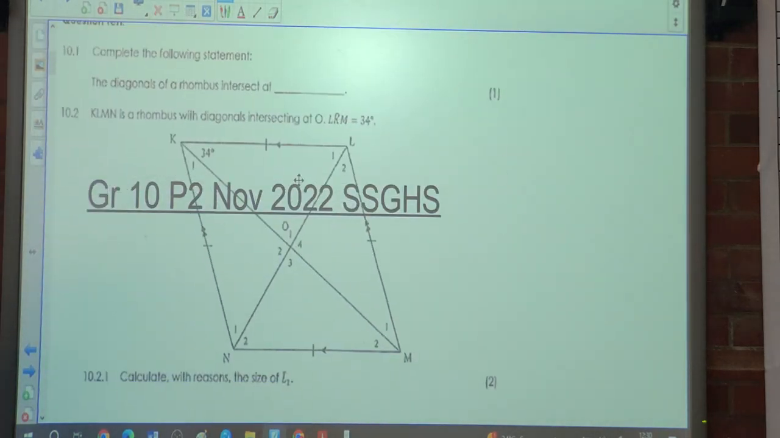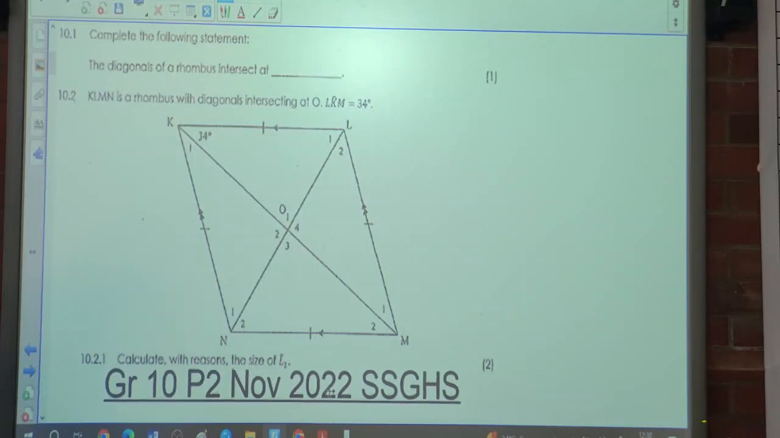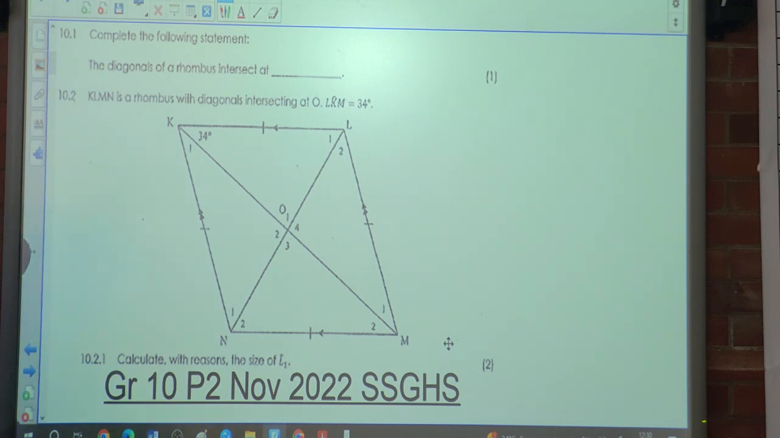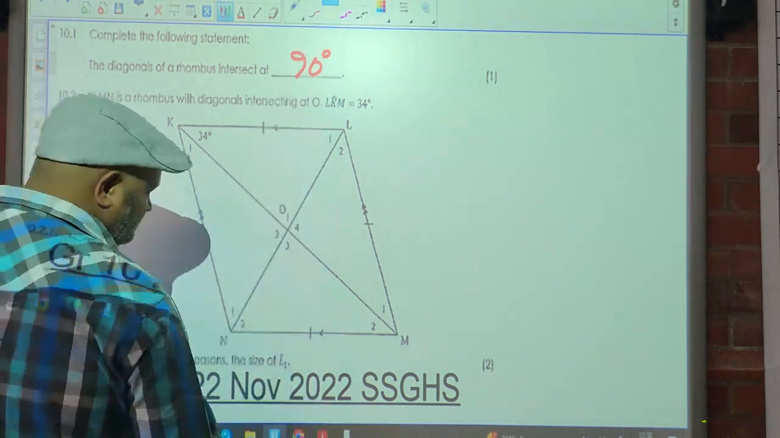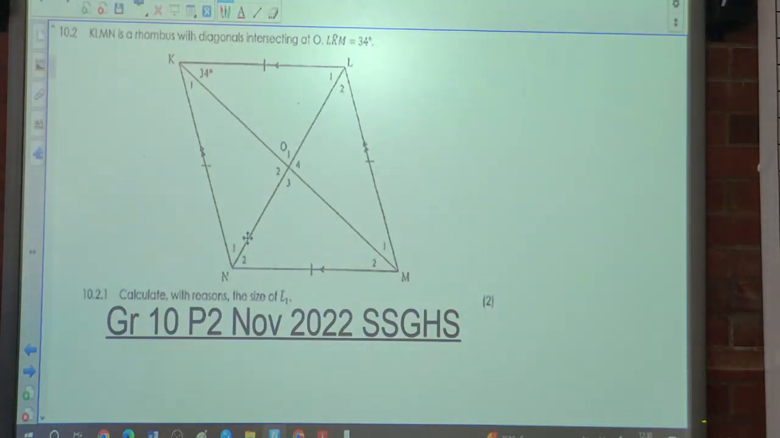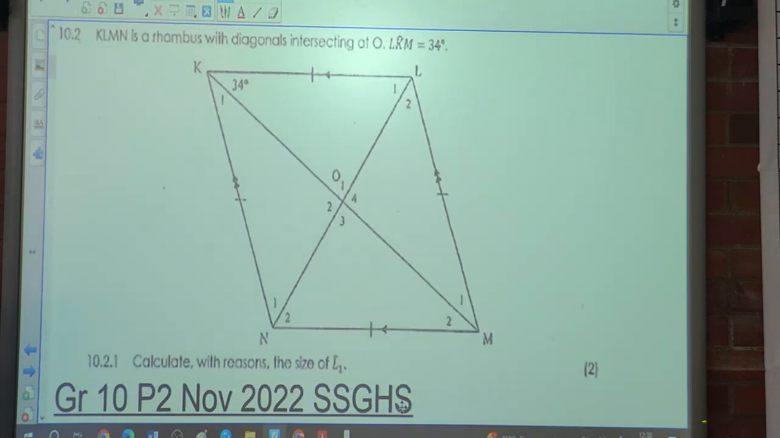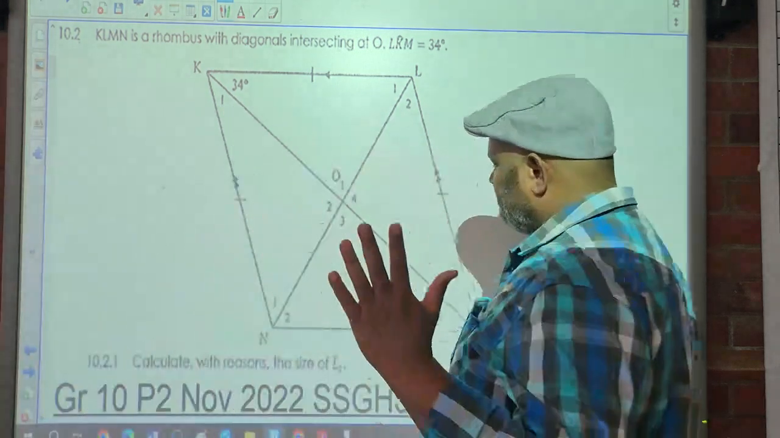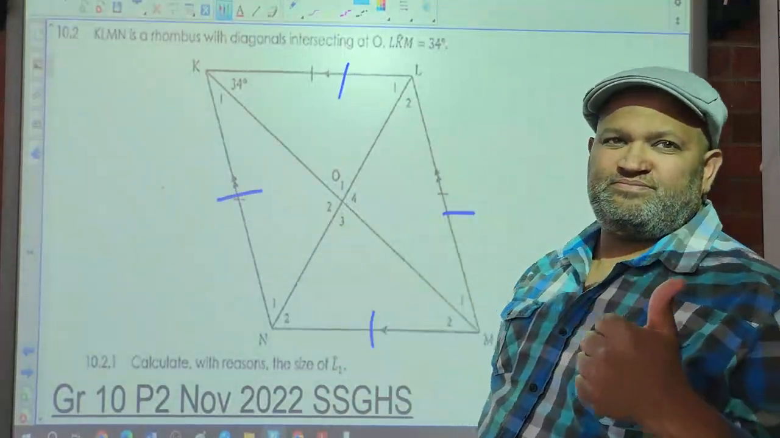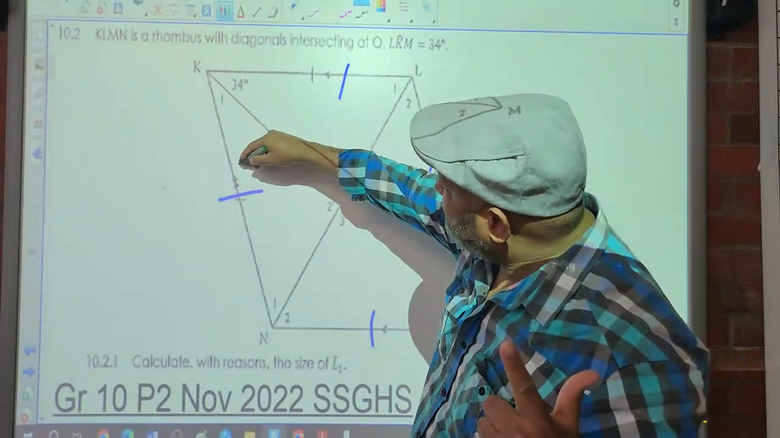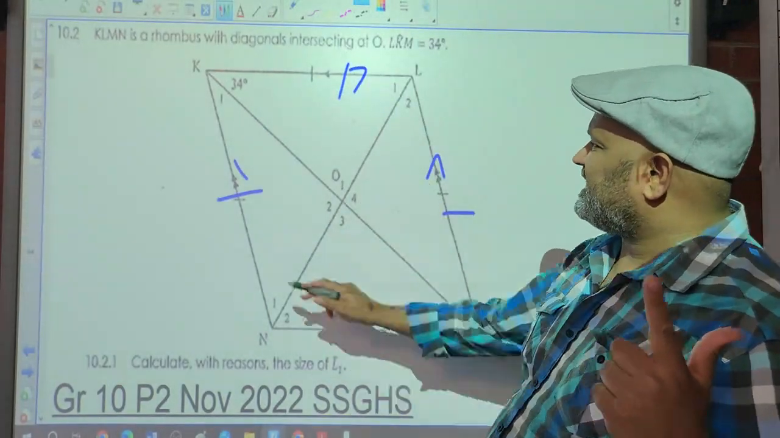Let's look at the next question. Question 10. Complete the following statement: the diagonals of the rhombus intersect at 90 degrees. Here we are told that KLMN is a rhombus. So what properties come to mind? Five properties come to mind. What are the five? All sides are equal. Then two pairs of opposite sides are parallel. That's also indicated here on the diagram already.